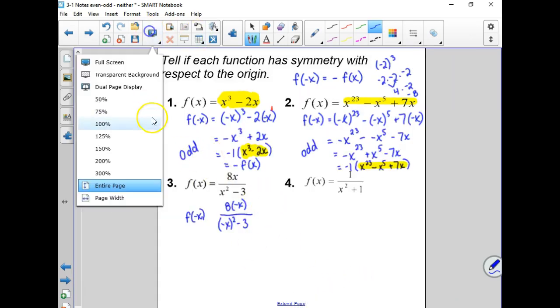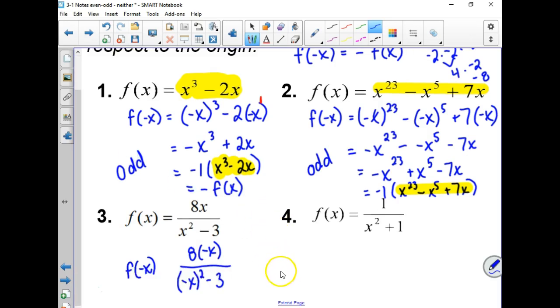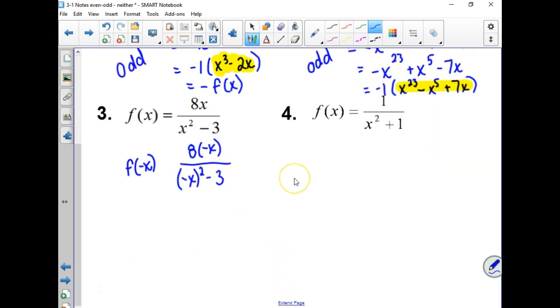then I will see here that I will end up with a negative 8x over, when I have x squared here, whenever I square something, like negative 2 times negative 2, it gives me a positive 4. So if I have an even power, the negative just kind of disappears. I've got a positive x squared minus 3.